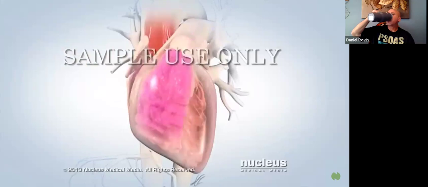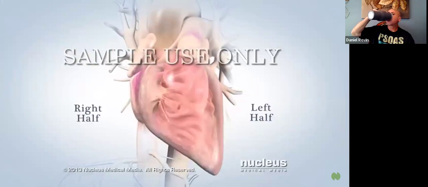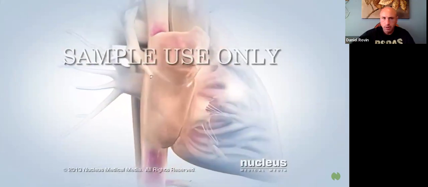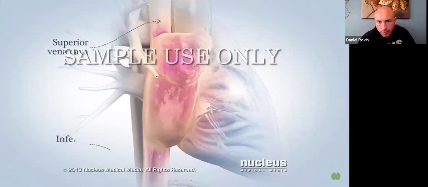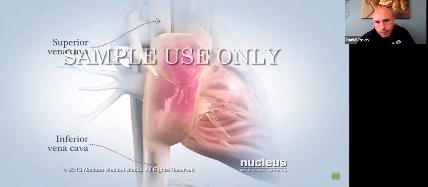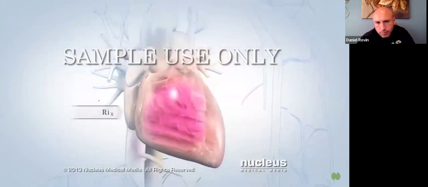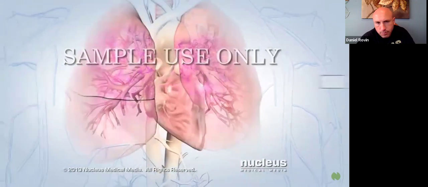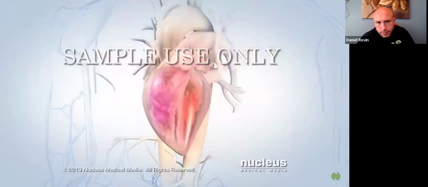Your heart is divided into left and right halves, which work together like a dual pump. On the right side of your heart, deoxygenated blood from your body's tissues flows through large veins called the superior and inferior vena cava into your right atrium. Next, the blood moves into your right ventricle, which contracts and sends blood out of your heart to your lungs to gather oxygen and get rid of carbon dioxide.